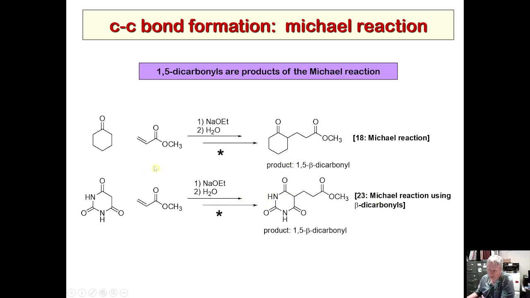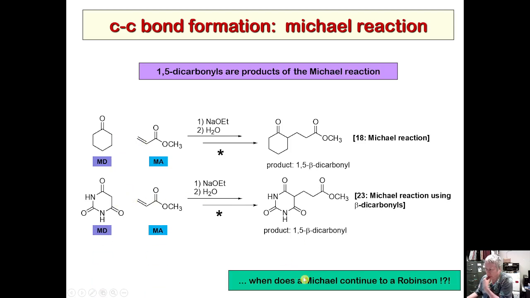So for any Michael, you should also consider which is the Michael donor and which is the Michael acceptor. The donor is always going to be the nucleophile, the thing on the left here, and the acceptor is the thing on the right, the thing you're attacking with the alkene. And then same thing on the bottom.